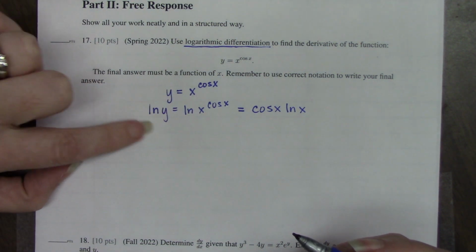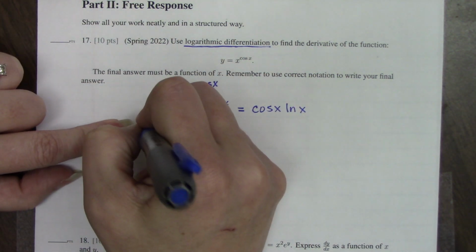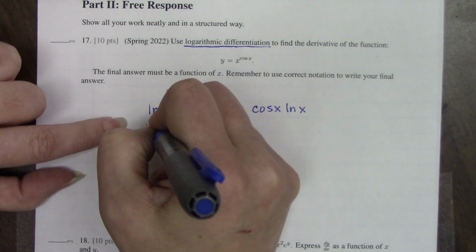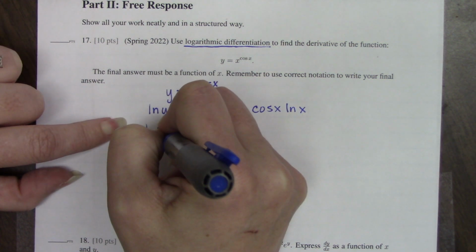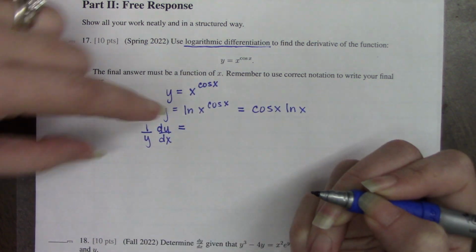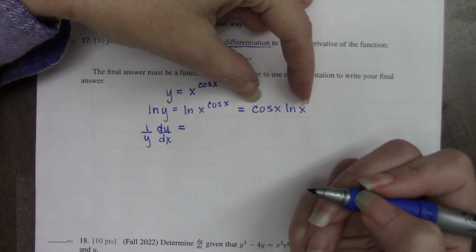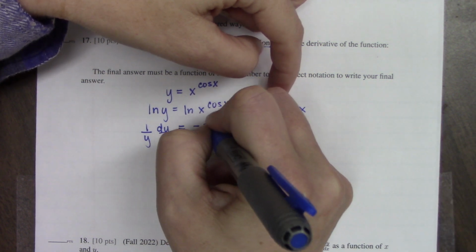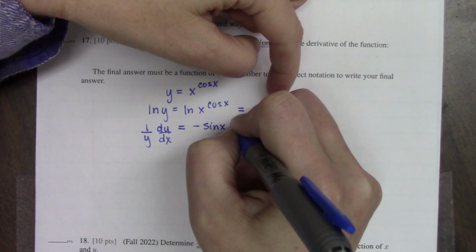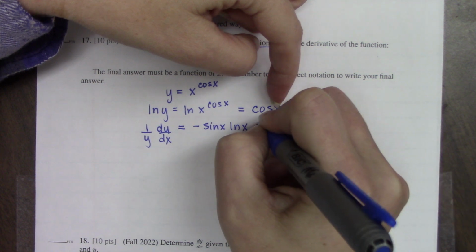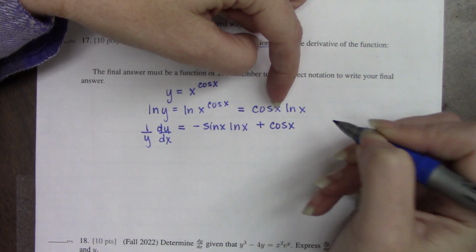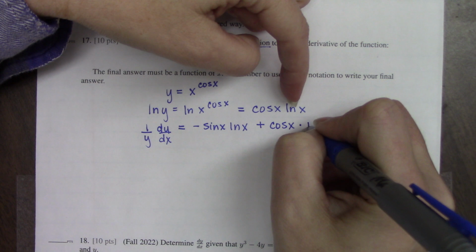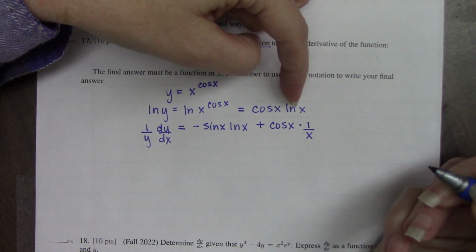So the derivative of this outside function, natural log of y, is 1 over y. The derivative of the inside is dy dx. This will always create a product rule for you in this situation. So the derivative of the first function is negative sine of x times the second function plus the first function times the derivative of ln of x, which is 1 over x.